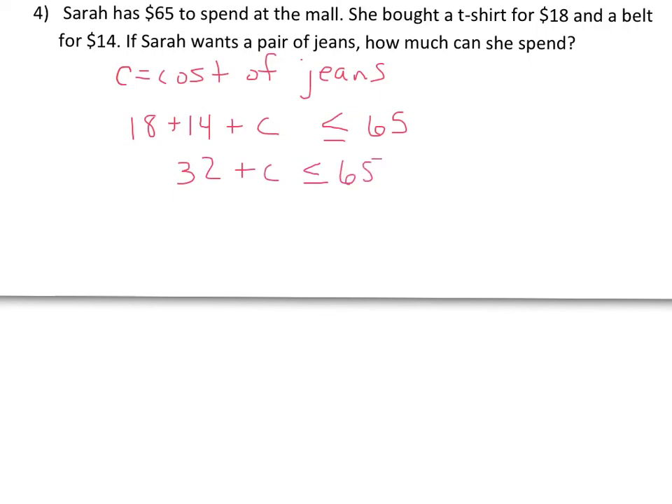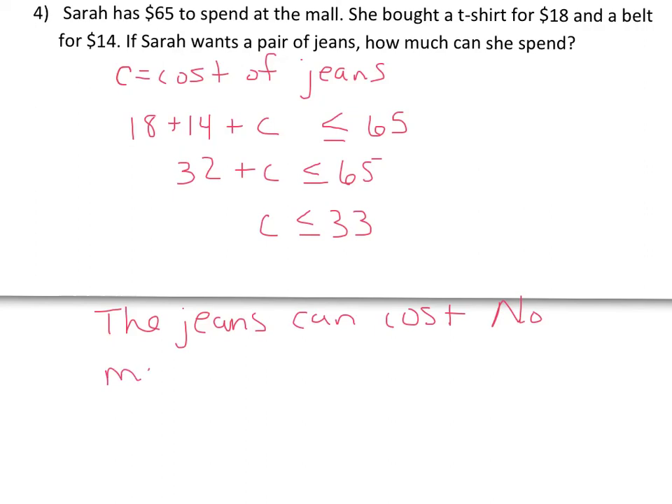I'm going to go ahead and subtract the 32 over to the other side and get C is less than or equal to 33. Now, since it is a real world problem, I do expect you to write a sentence explaining what this answer means. So our final answer would be something like, the jeans can cost no more than $33. Okay?